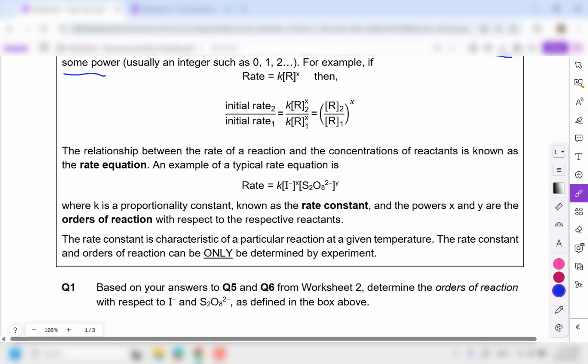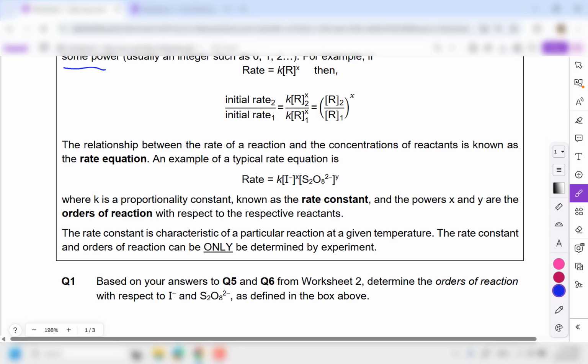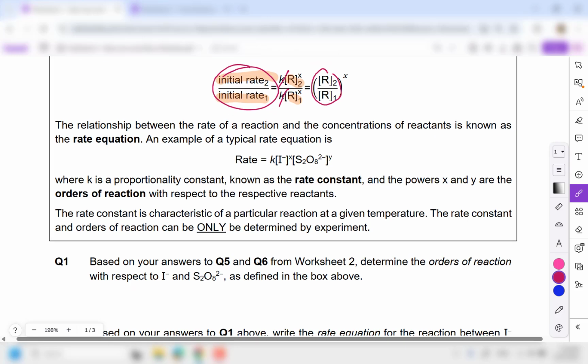Normally, in order to find out the power, which is the X term, you will have the following information. You will know the initial rate of experiments 2 and 1, and the initial concentration of R in 2 as well as 1. When you divide them in this fashion, the k will be cancelled off. You will get a number here and a number there, and you equate them. After that you can either take a log, or do it by inspection, and find out what X is.